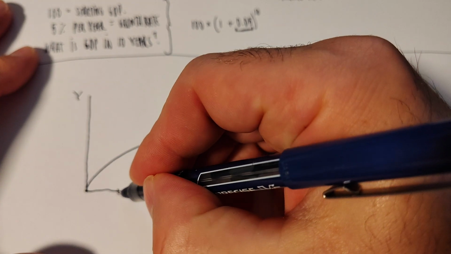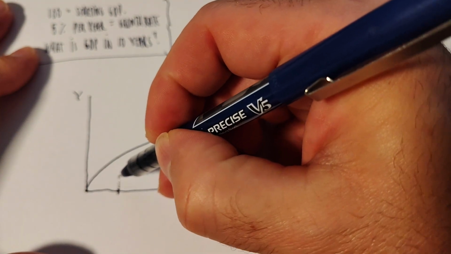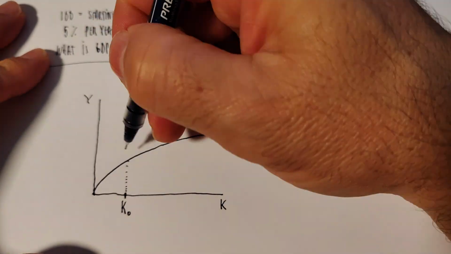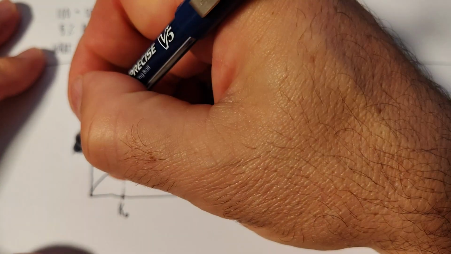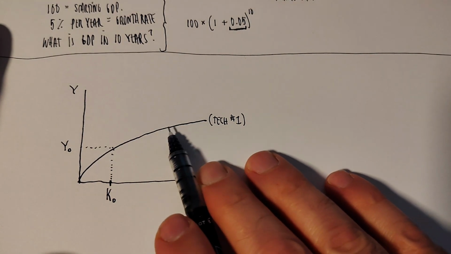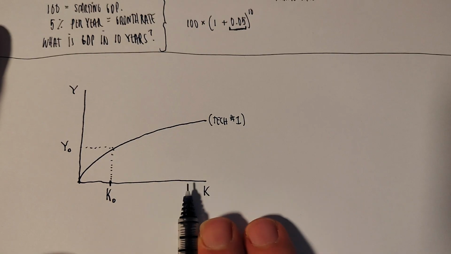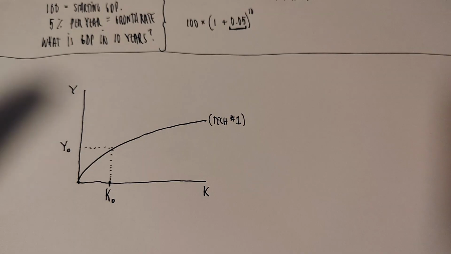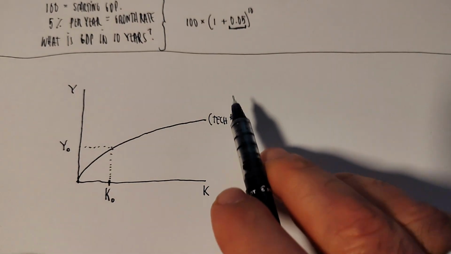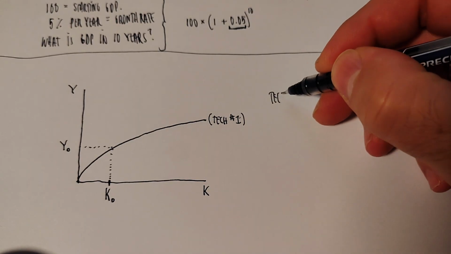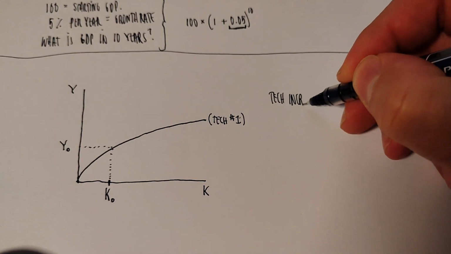If we were to start off at this level of capital, let's say it was K0, we would end up with Y0. If technology doesn't change, then as we grow the capital stock, as we move along the x-axis, this is going to slowly start moving up the y-axis and output grows. But we know that technology doesn't stay constant. Technology does increase over time.